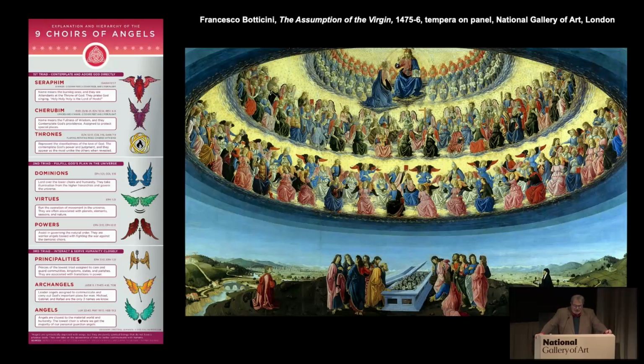Number three, hitting third, are the thrones, and the thrones are angels of pure humility and submission. Then there are the dominions, the virtues, the powers. The powers, that's position number 6, and these are the warrior angels. They fight against evil. Then we get to the principalities, and then we get to the 2 last ones, which are probably the ones we're most familiar with.